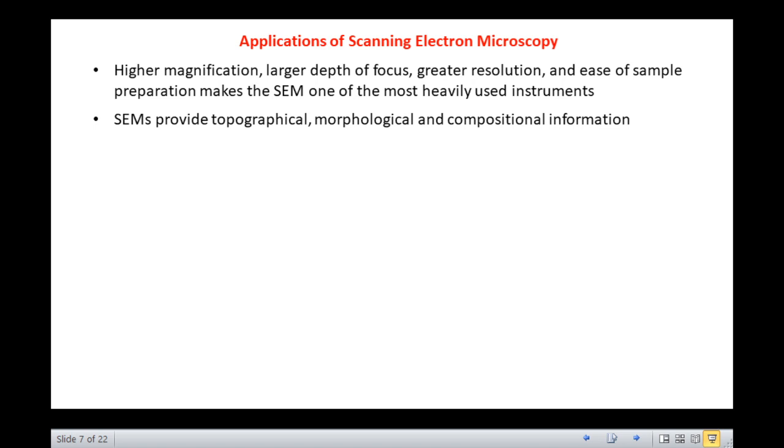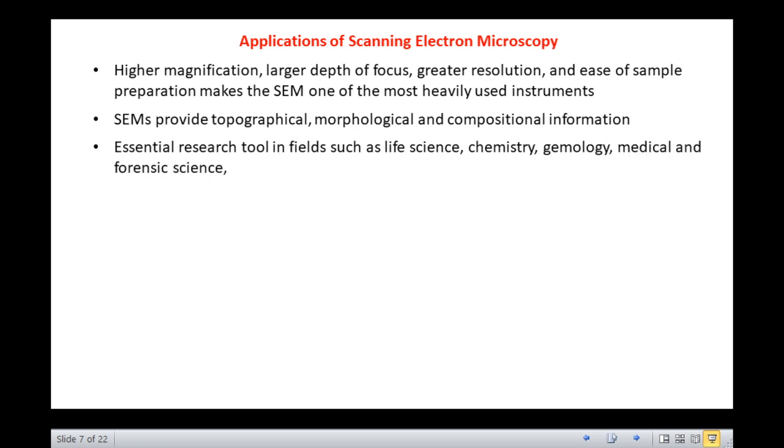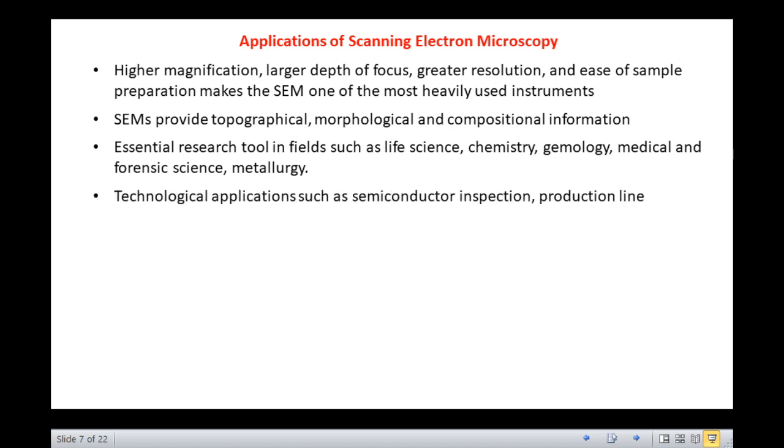science and industrial applications. SEMs can be an essential research tool in fields such as life science, chemistry, gemology, medical and forensic science, and metallurgy. In addition, SEMs have practical, industrial, and technological applications such as semiconductor inspection, production line of minuscule products, and assembly of microchips for computers. Let us now focus on the biological applications.